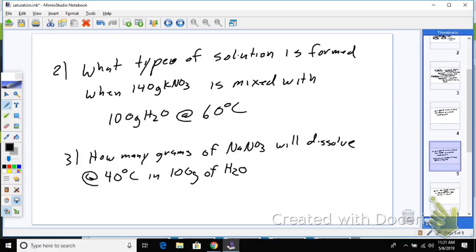Okay? Number 3. How many grams of NaNO3 will dissolve at 40 degrees Celsius? This is a real basic question. 100 grams? You guys agree with that? Yeah. Okay, good. About 100 grams. Now what if it said at 60 degrees Celsius? 120. 120? Okay, and that would be saturated at that point. Okay. So the temperature is very important.